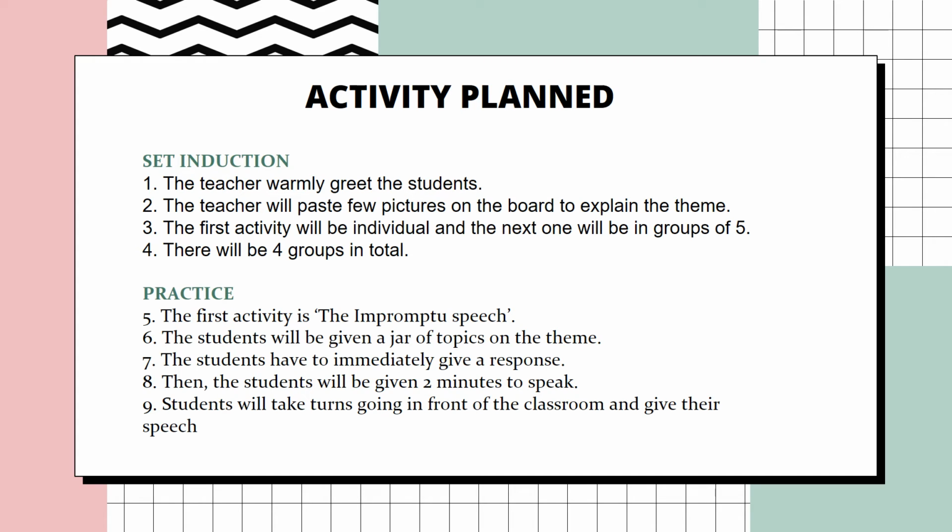The first activity is an impromptu speech, which is also a short talk. The students will be given a jar of topics based on the theme, which is famous personalities. The students have to immediately give a response. Then the students will be given 2 minutes to speak, and they will take turns going in front of the classroom as they give their speeches or short talks.